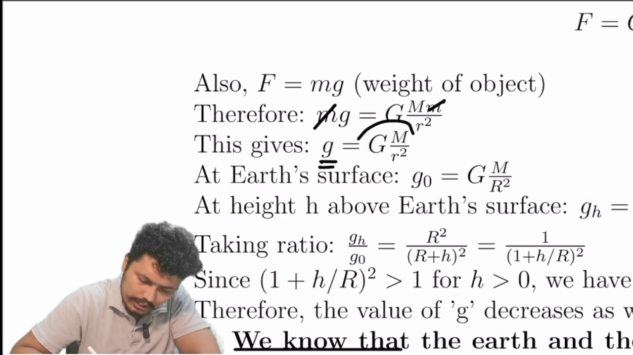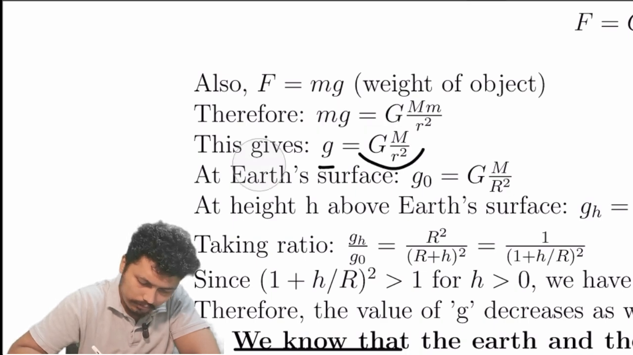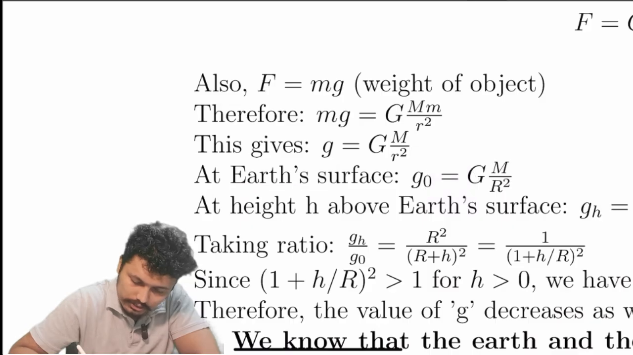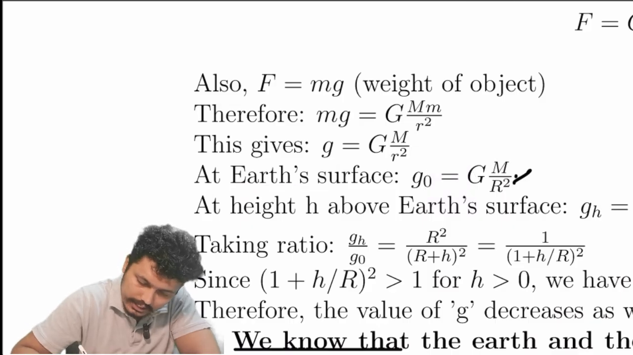g will be equal to GM by R square. After that, let's talk about the earth surface. I'm writing g naught for the earth surface, so g naught is GM by R square, where R is the radius of the earth.